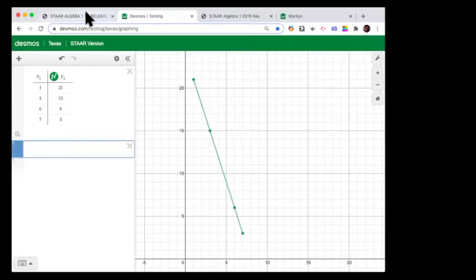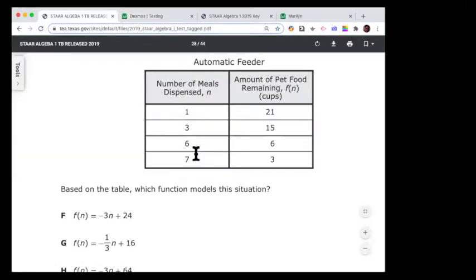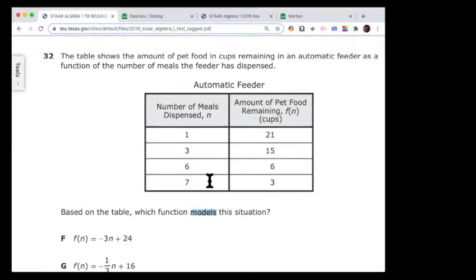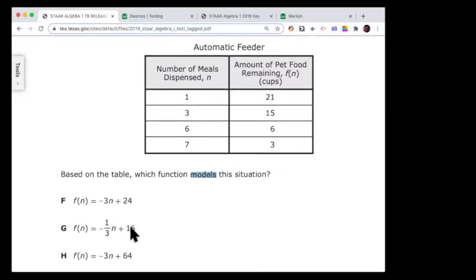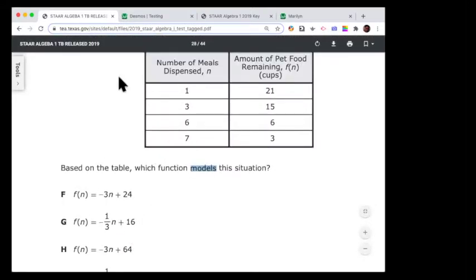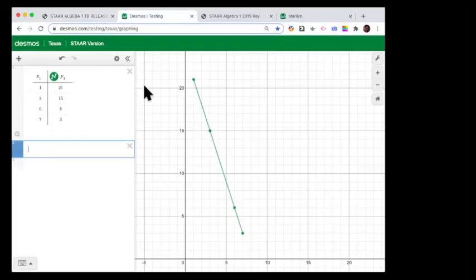Let us now read the question. Based on the table, which function models the situation? Now, instead of using the word same, we have the word models. So it's pretty much asking, as in before, which of these choices best reflects the line or the figure that was created for us in the table.